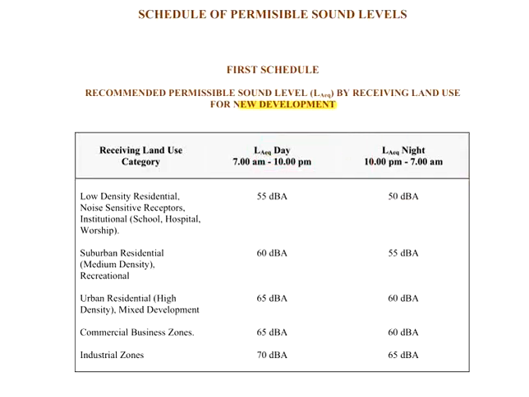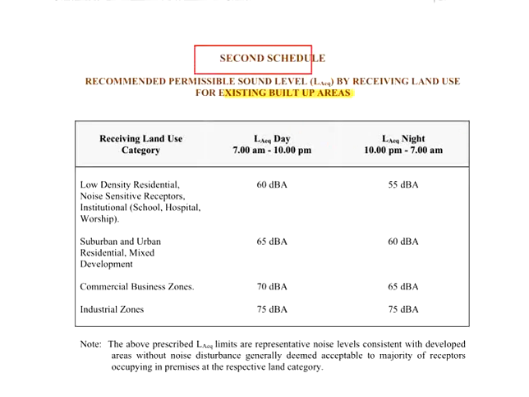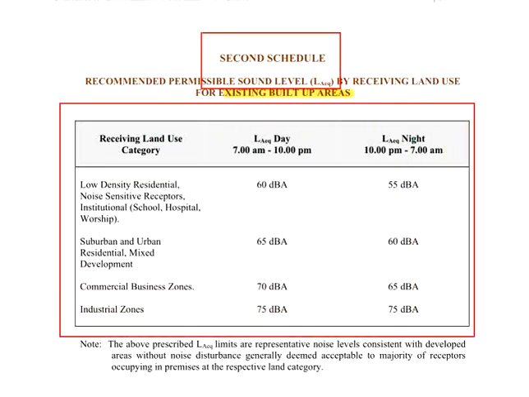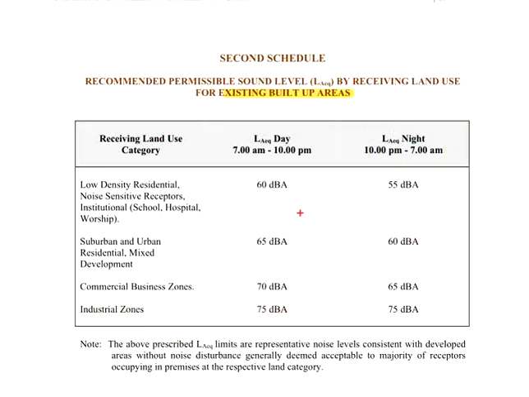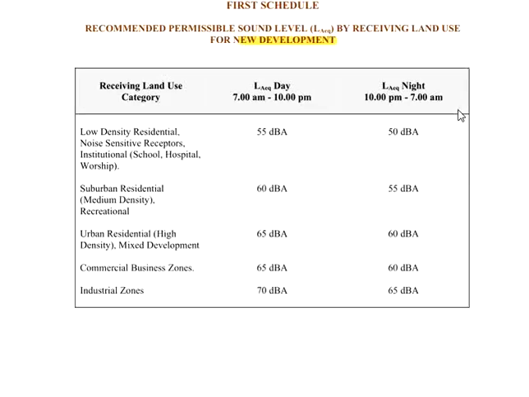Second category, suburban residential, representing the medium density as well as the recreations. And then urban residential, high density, mixed development. And then commercial business zone and industrial zones. Now we go to the second schedule. The second schedule looks identical to the first schedule. The permissible sound levels differ slightly from the first schedule.